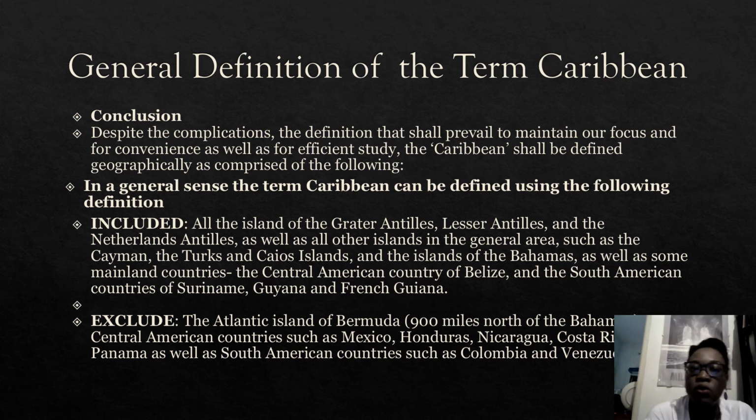And it says the Caribbean is all the islands of the Greater Antilles, Lesser Antilles, and the Netherland Antilles, as well as all other islands in the general area, such as the Cayman, the Turks and Caicos Islands, and the islands of the Bahamas, as well as some of the mainland countries, the Central American country of Belize, and the South American countries of Suriname, Guyana, and French Guiana. Yes, it's long, but try to memorize it. That is the Caribbean in general.